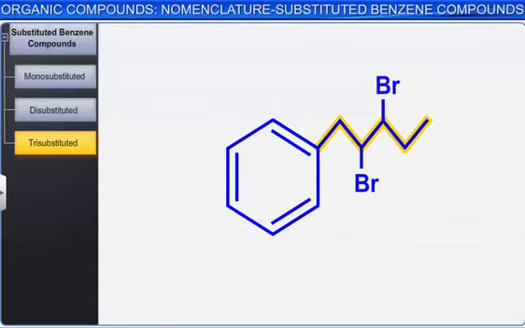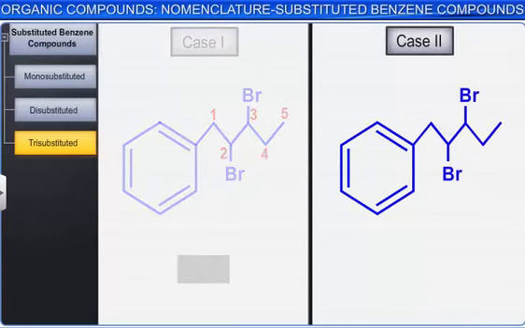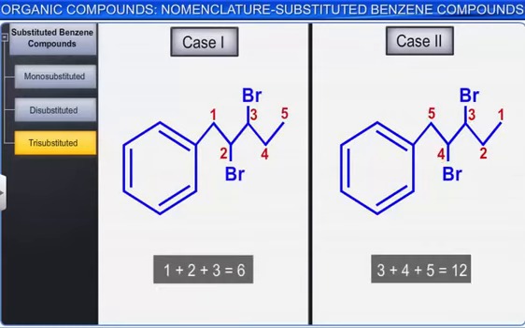In case 1, the carbon atoms are numbered from left to right. As a result, the substituent and the functional groups are assigned the positions 1, 2, and 3. In case 2, the carbon atoms are numbered from right to left. As a result, the substituent and the functional groups are assigned the positions 3, 4, and 5. According to the lowest locant rule, case 1 follows the correct way of numbering.